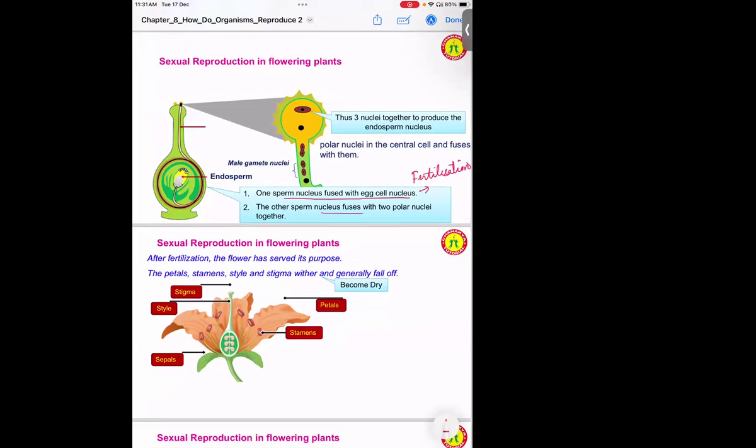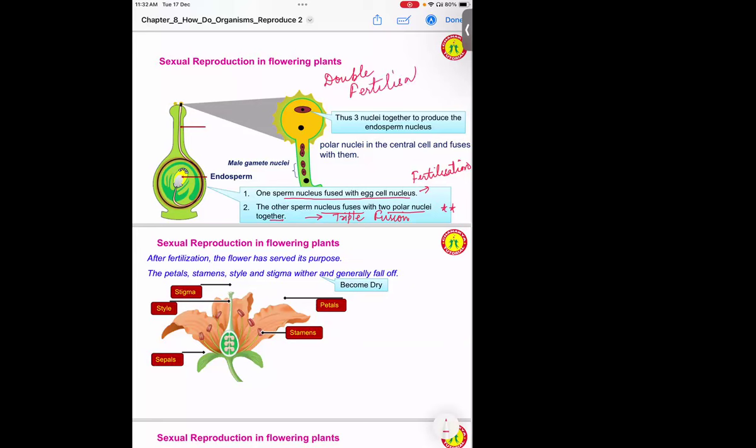Whereas the other male gamete will fuse with the two polar nuclei. So in the center, the two polar nuclei will be there where they fuse. And this is what we call triple fusion. Very, very important, children, this is. So in fertilization, one male gamete fuses with the one female gamete, whereas in the case of the triple fusion, the one male gamete fuses with the two polar nuclei. And since three cells fuse together, this process is called triple fusion. And this whole thing is called double fertilization. The whole process is called double fertilization.